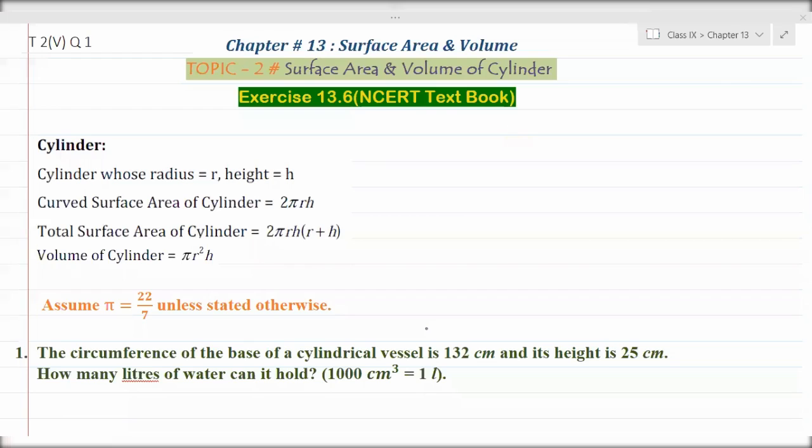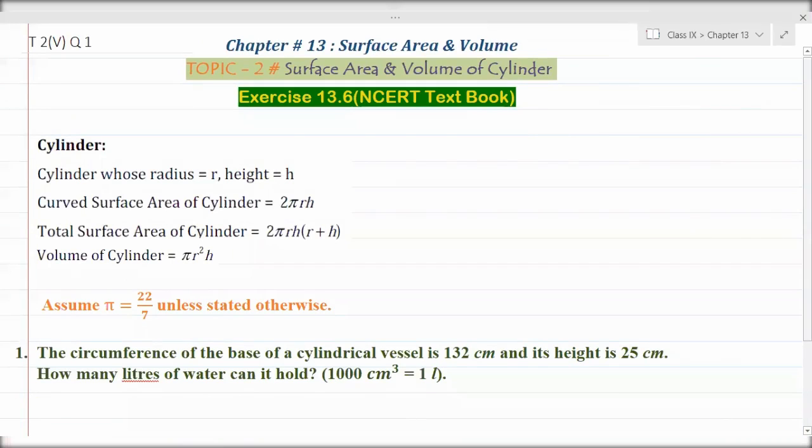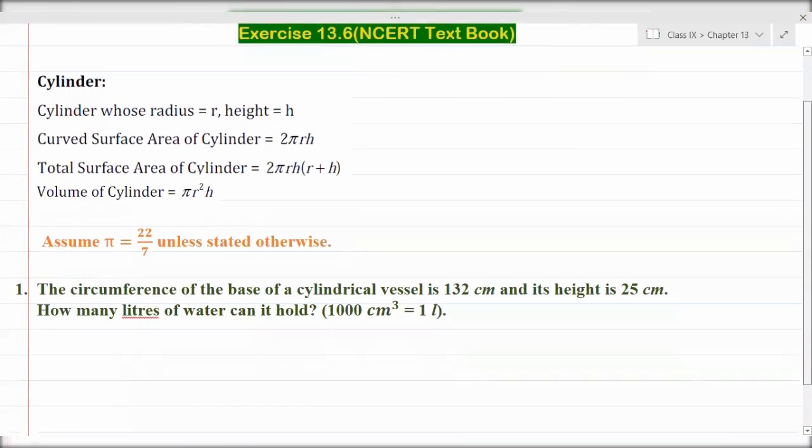Now I am going to start from question number 1 of exercise 13.6. So today we are going to finish off exercise 13.6. Okay, everybody, let us start with exercise 13.6. The first question I am going to explain.